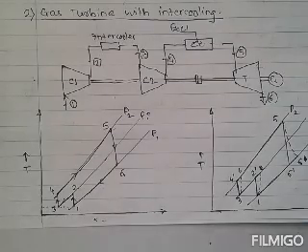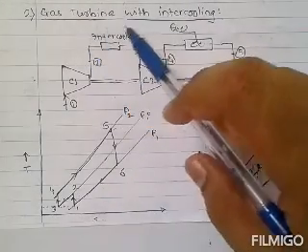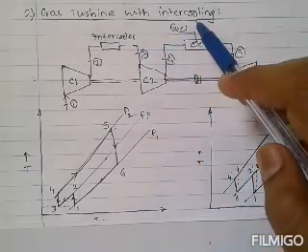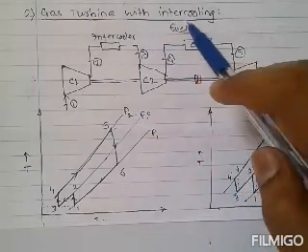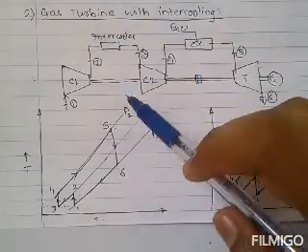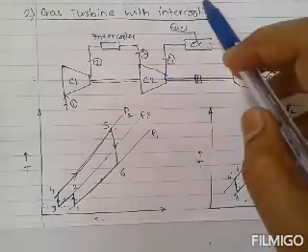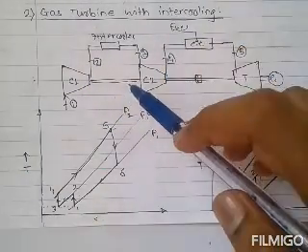Hello friends, today we will discuss a second case to improve the efficiency of a gas turbine power plant, that is gas turbine cycle with intercooling. So gas turbine cycle with intercooling. In case of reheating we have two expansion processes, but in case of intercooling we have two compression processes.